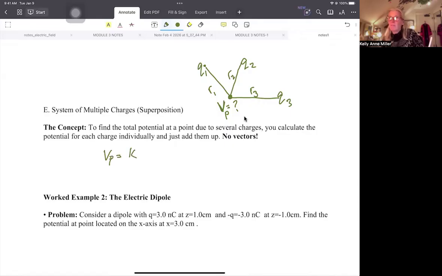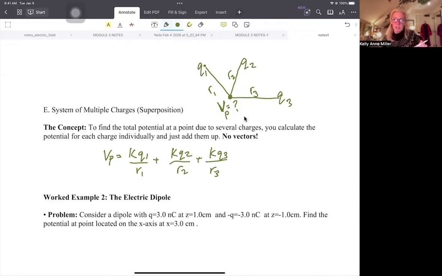The magical thing about electric potential is that it's a scalar, not a vector. So you don't have to futz around with direction, which is really nice. It would just be K times the first charge divided by R1, plus K times the second charge divided by R2, plus, and so on and so on.